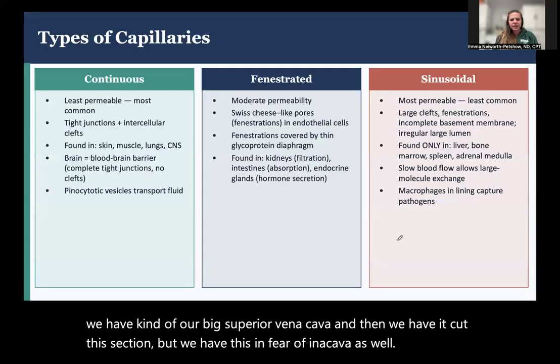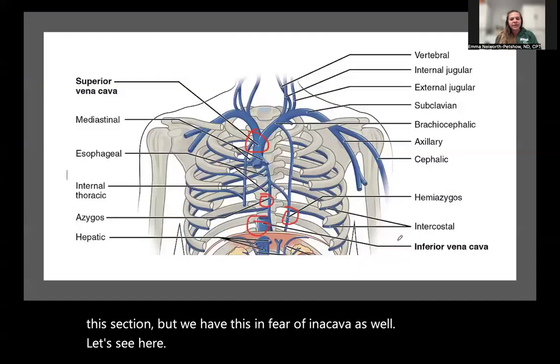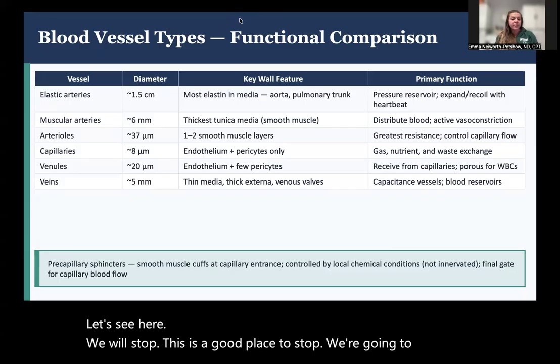Let's see here. We will stop. This is a good place to stop. We're going to stop here. When we come back, we'll look at different blood vessel types.